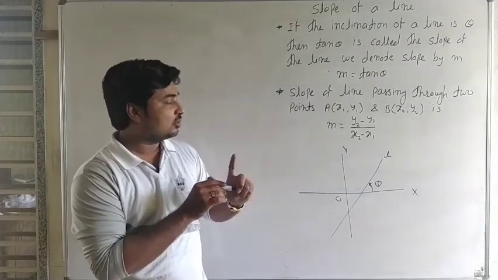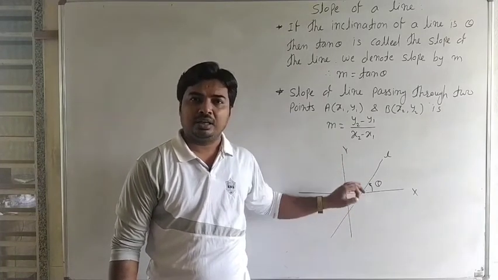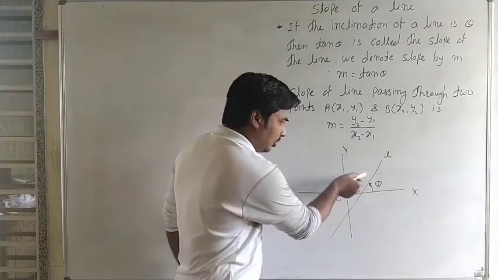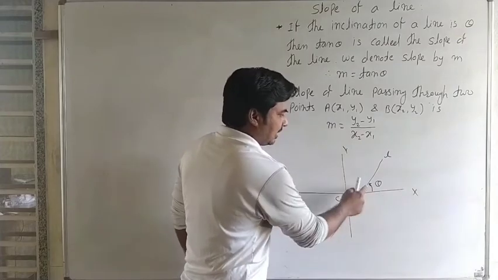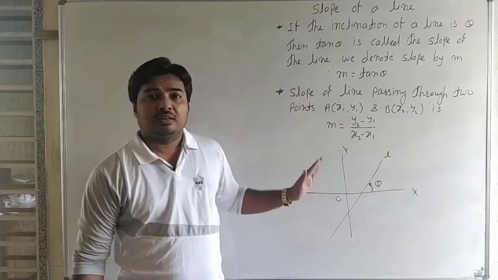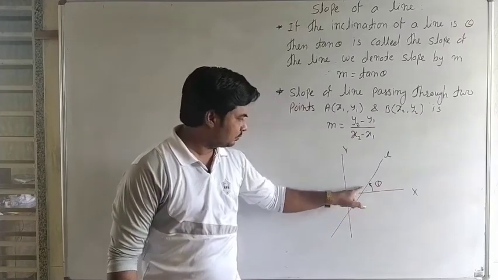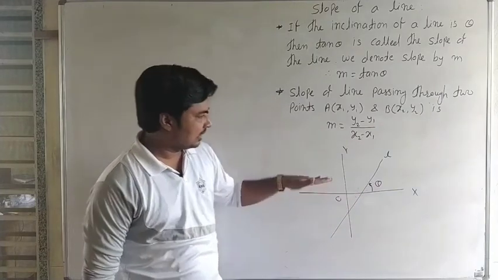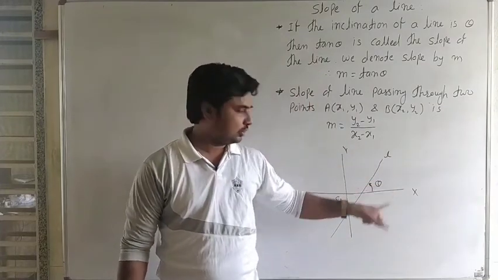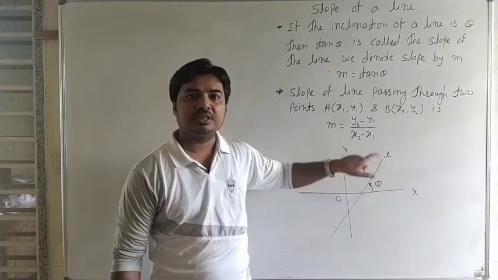What is the inclination of the line? Inclination is the angle made by the line with the positive direction of the x-axis in the anti-clockwise sense. Anti-clockwise is called the inclination. This is an angle with the positive direction of the x-axis, and this is an angle in the negative direction. The slope of the line is the tangent of this angle, that is, the inclination.